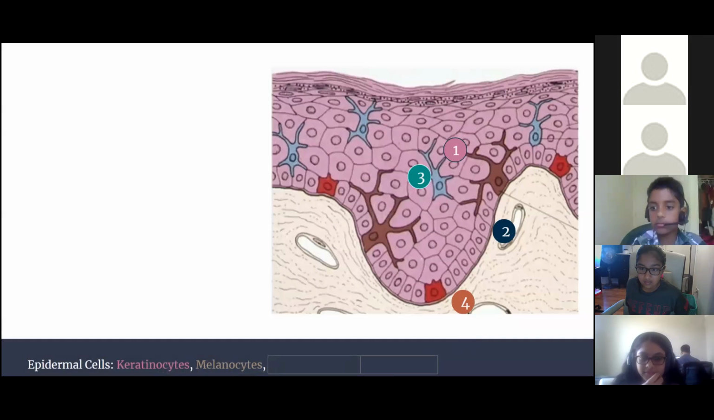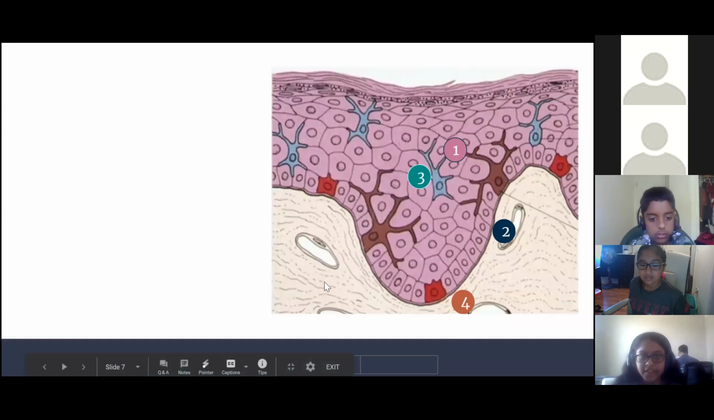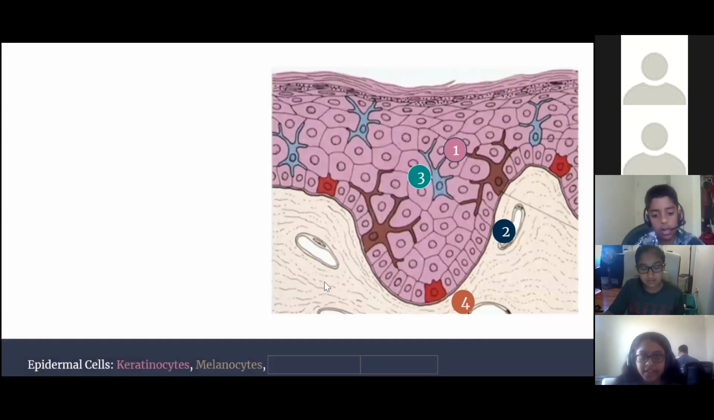Wait, what was the second answer? Is it Langerhans cells? Merkel cell. It's not Merkel cells. It is Langerhans cells. So these cells, you find them mostly in the stratum spinosum.